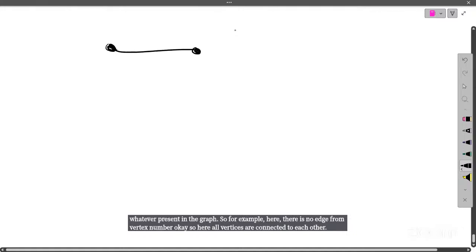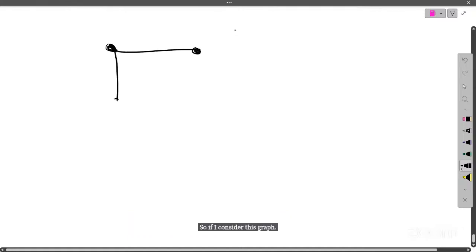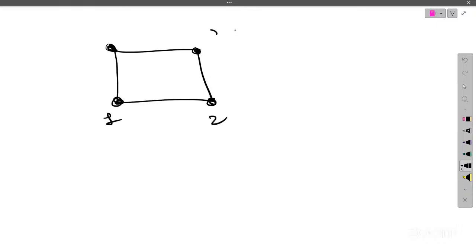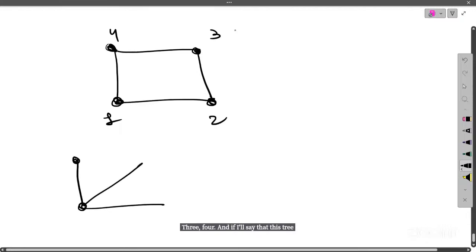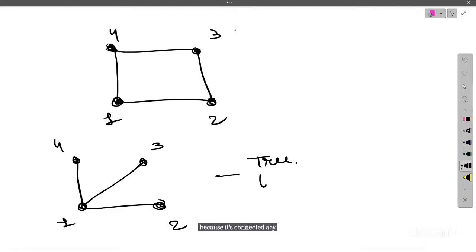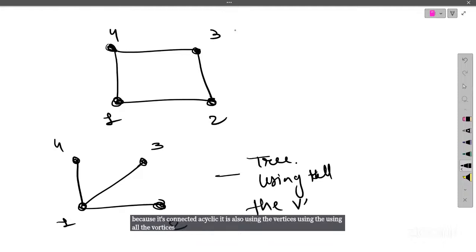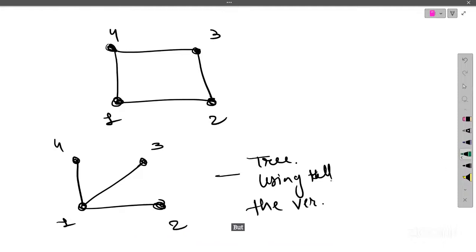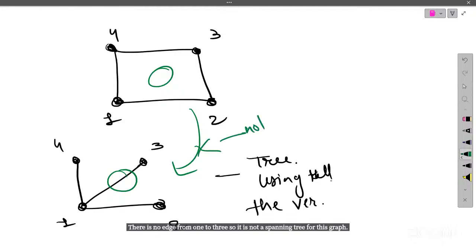Okay, so here all vertices are connected to each other. So if I consider this graph, 1, 2, 3, 4, and if I say that this is a tree, one, two, three, four. Obviously it's a tree because it's connected and acyclic. It is also using all the vertices, but it is using some edges which are not there in the graph. There is no edge from 1 to 3. So it is not a spanning tree for this graph. Not a spanning tree.